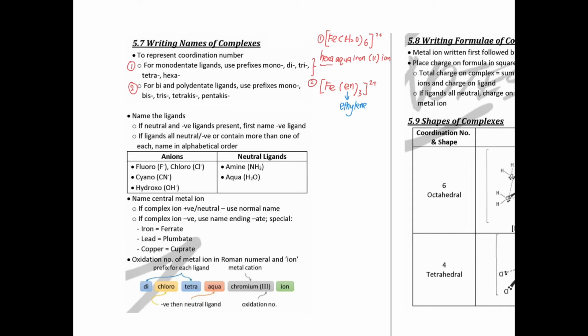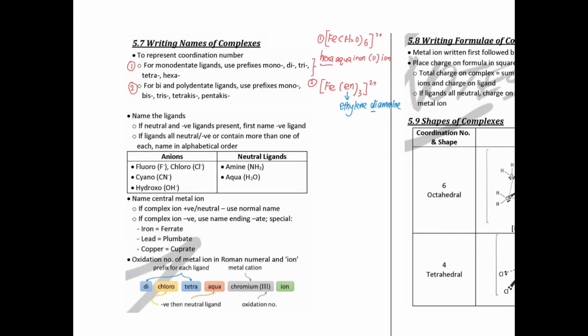ethylene diamide, en. So there are 3 of them. We have to use tris instead of tri. Why can't you use the first version here anymore? Because the first version has been used in the ligand itself. You see, di is used already.